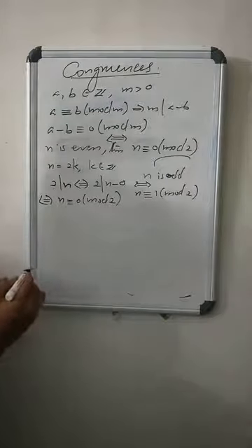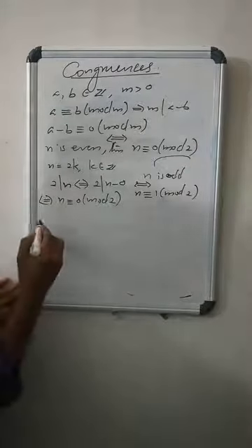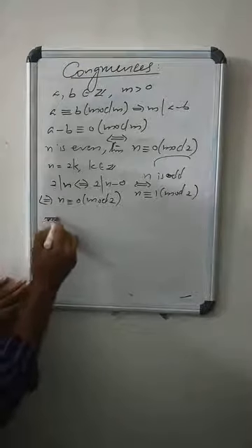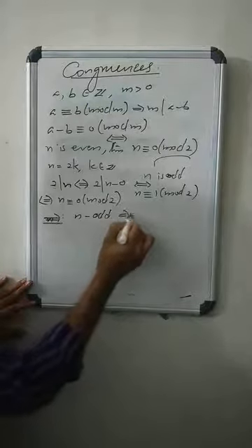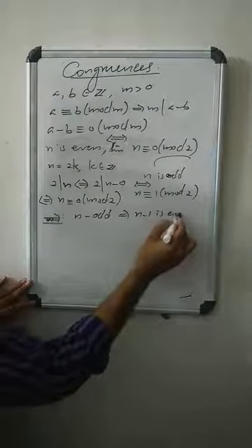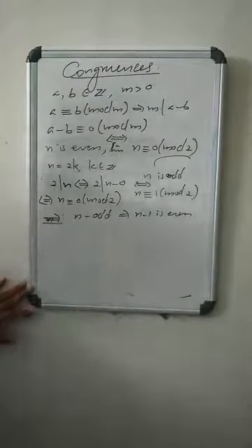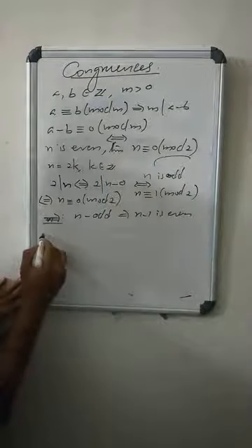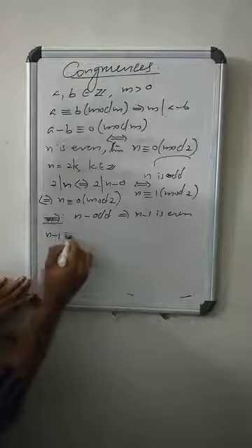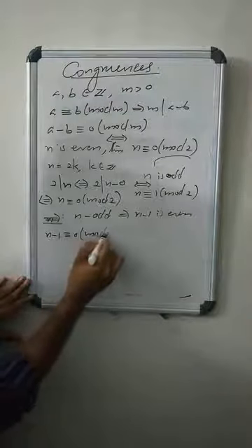How? Suppose n is odd. n odd means n minus 1 is even. Then n minus 1 is even means n minus 1 is congruent to 0 mod 2.